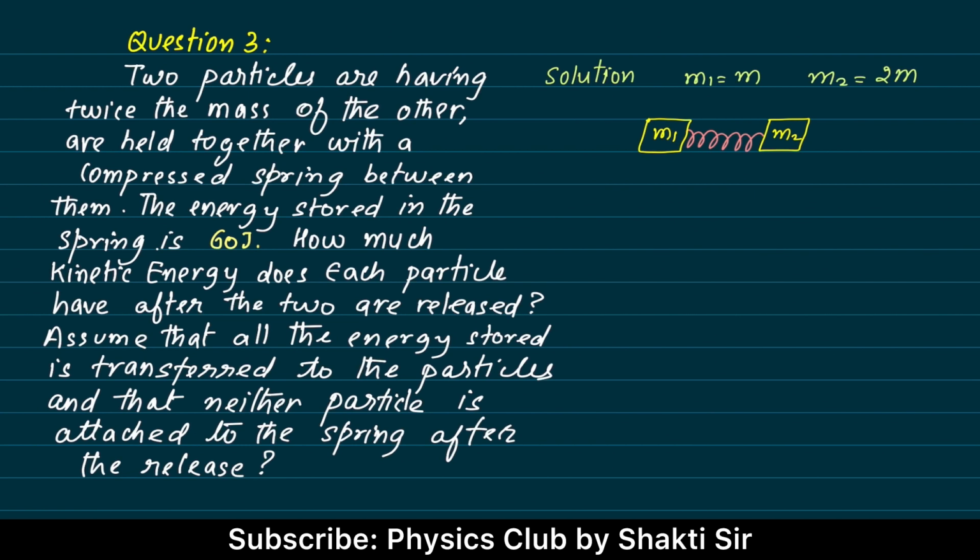So how much kinetic energy does each particle have after the two are released? When the spring expands, free from the restrictions, this block will move in this direction and m1 will move toward the left side. Then both will get the kinetic energy, and there is no elastic potential energy stored in the spring in the final process.